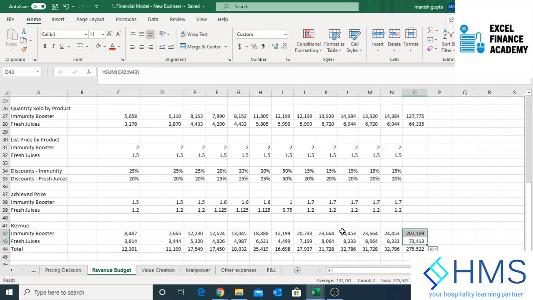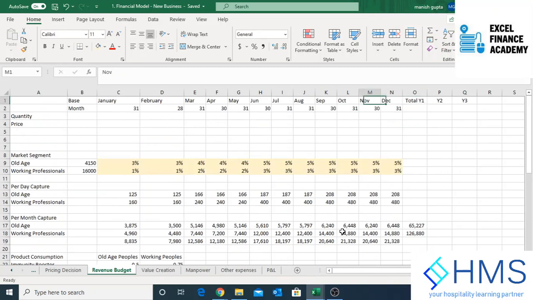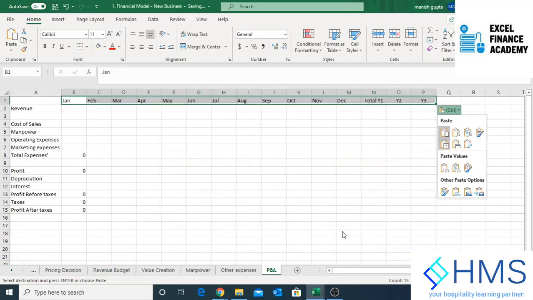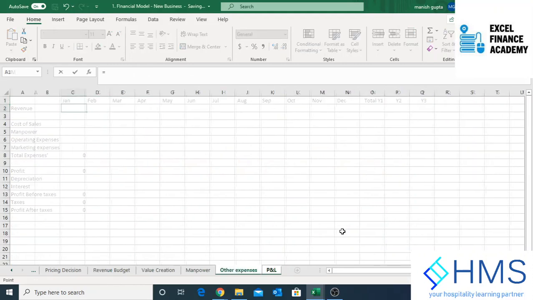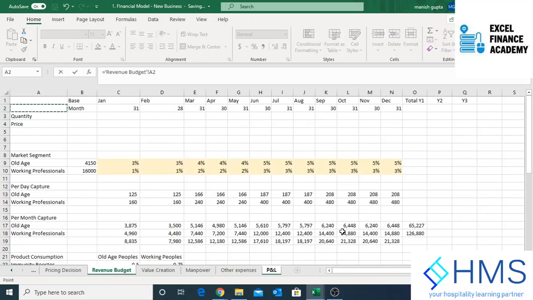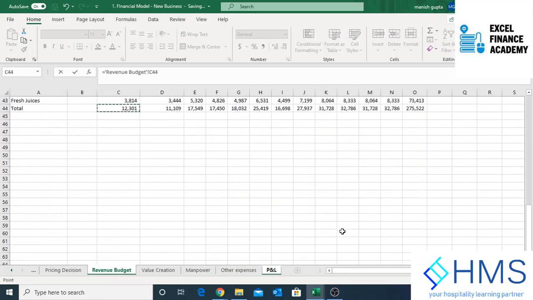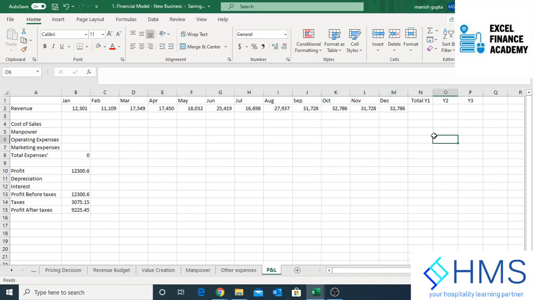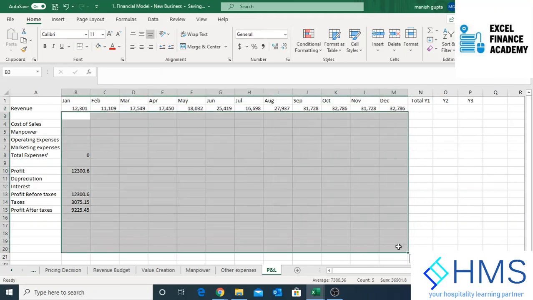You need to make it a bit formatted here. Jan, Feb, and then copy this into your P&L. Make it nice and tidy. Copy, link the revenue. Why do I link? Why don't I just copy? Because if you change anything anywhere, it will be easier for you to link it everywhere. And then we just make it nice, total like this.